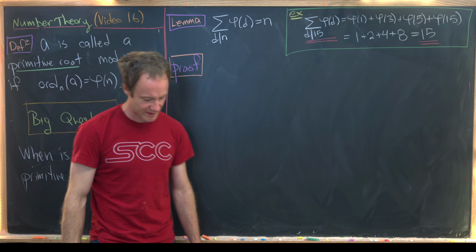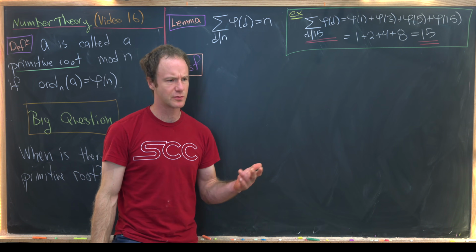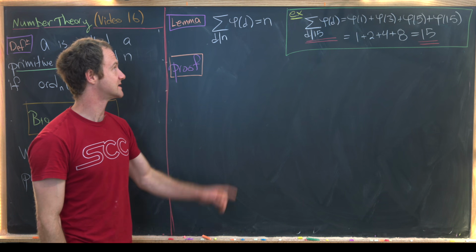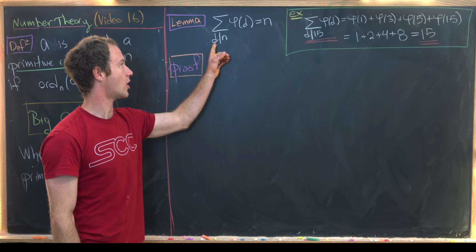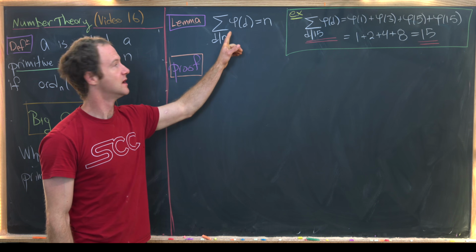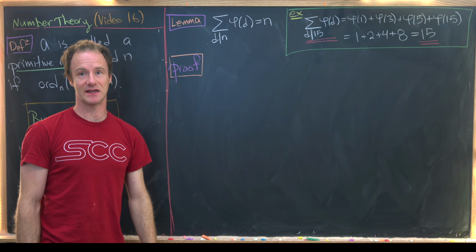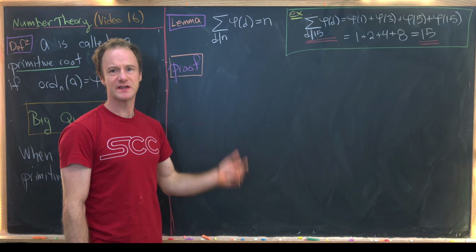Okay, so like I said, we need a preparatory lemma to prove the punchline of this video. And this preparatory lemma says that if you sum over all of the divisors of n, phi of those divisors, you get n itself. So I think there's a name for this sum.